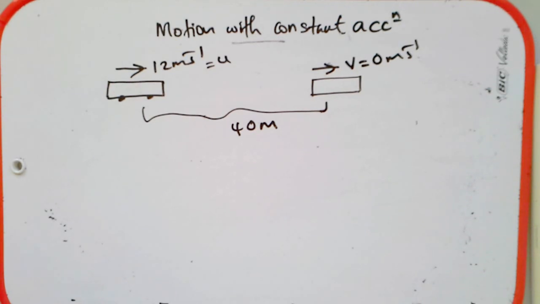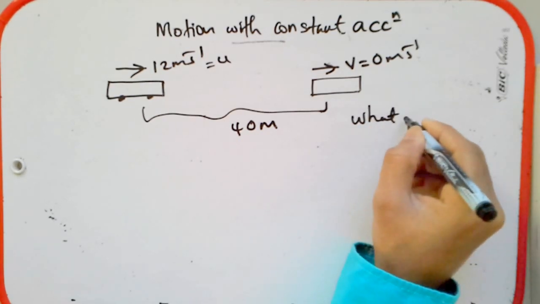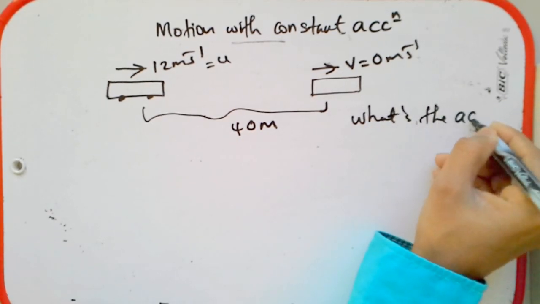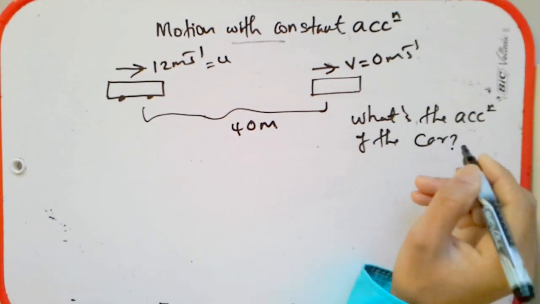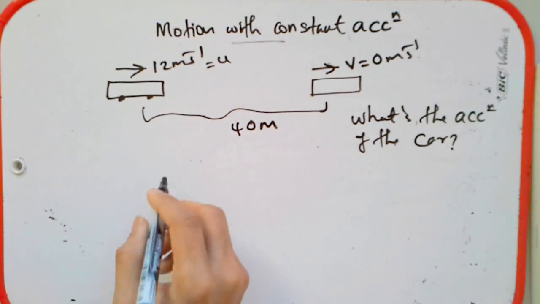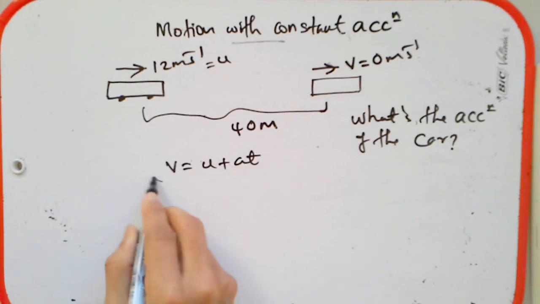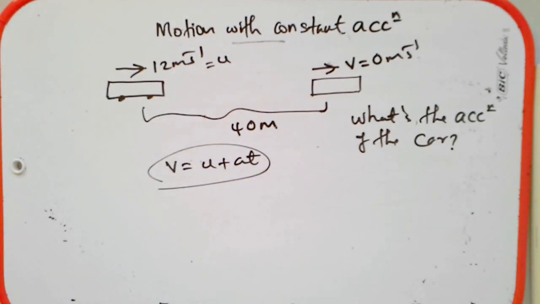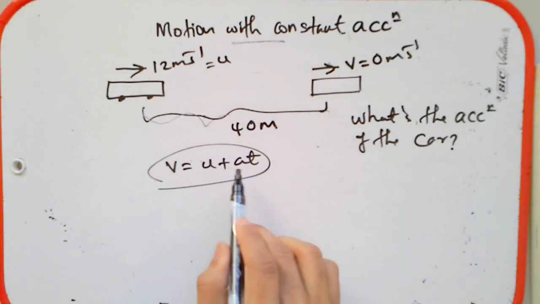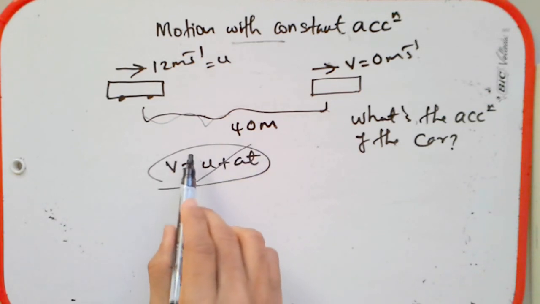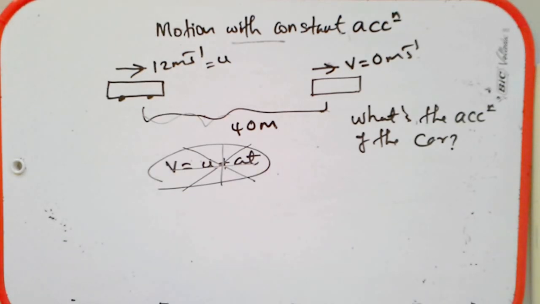The question is, what is the acceleration of the car? Now look at this. Can we use v equal to u plus at, this equation, to solve this problem? No. Why? Because here the distance is involved. We don't have any term which is actually talking about distance in this equation, so I can't use this one.